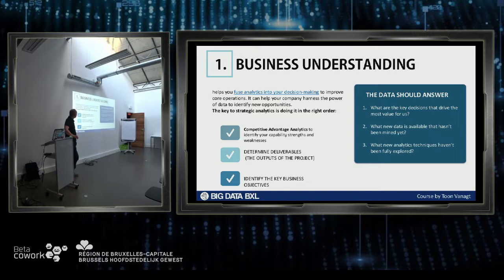Determine the deliverables. Again, this is the business understanding. Make it measurable. That's a part of the MVP where you measure. Same thing here: determine what you will deliver. What's the output of your big data project? Know it up front, quantify it. So you identify the business objectives.